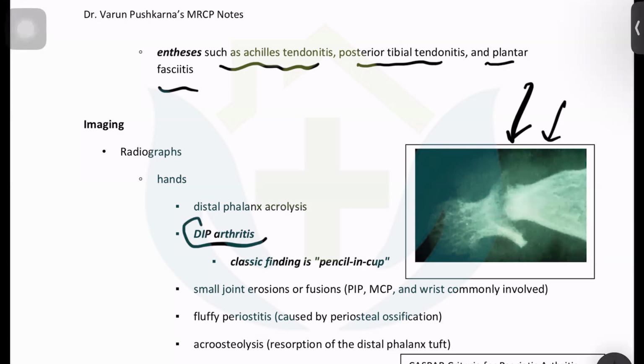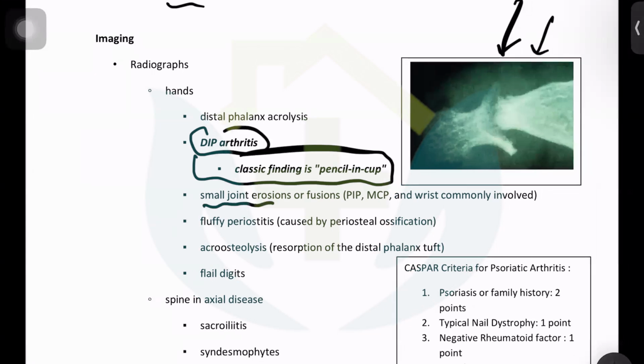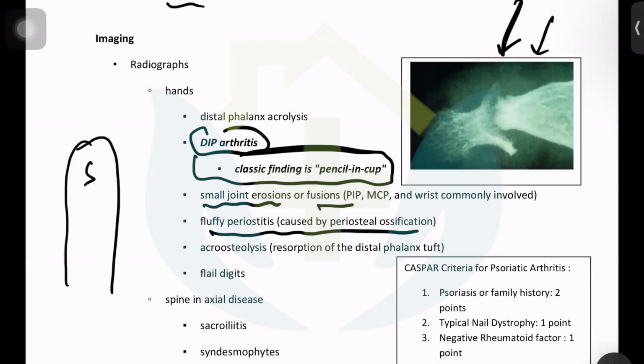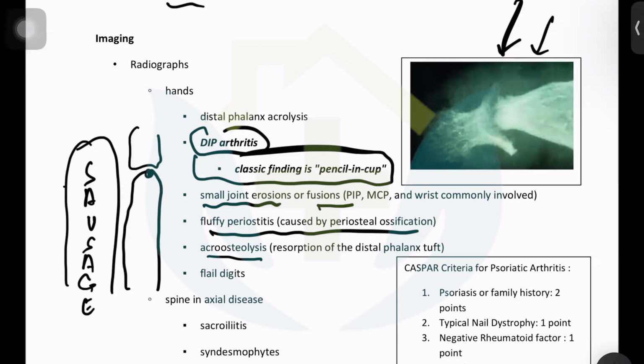So it is DIP arthritis, which is seen as pencil in cup. There will be small joint erosions or fusions. Ankylosis occurs. Fluffy periostitis means the fingers will be puffy, typically sausage finger. Acrosteolysis, that is, the distal phalanx is sometimes eaten. All you have is like a sausage. Sausage has a knot here. So it looks like this. The distal phalanx is lost. It is gradually resolved. Flailed digits.